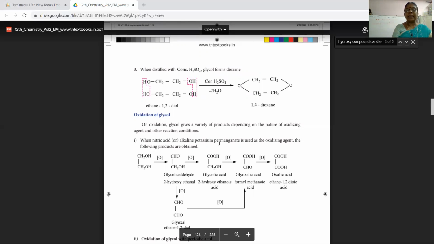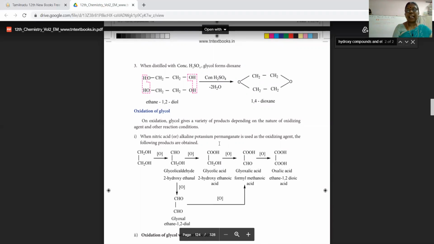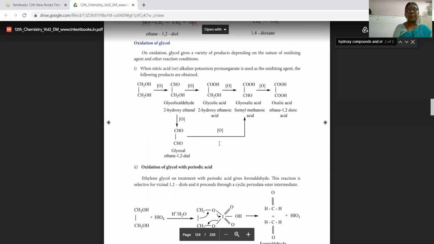that is called 1,4-dioxane. Next is oxidation. Oxidation of glycol gives a variety of products depending on the nature of the oxidizing agent and other reaction conditions. When nitric acid or alkaline potassium permanganate acts as the oxidizing agent, the primary alcohol is first converted to aldehyde and then to acid, one by one. So first you will get glycolic aldehyde and then glycolic acid, then glyoxylic acid, and the final product is oxalic acid.